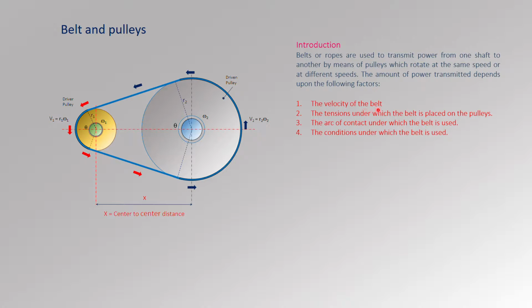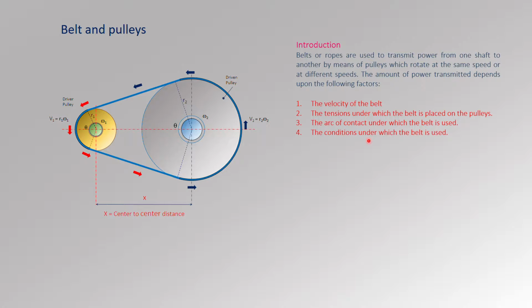1. The velocity of the belt can change the amount of power to be transmitted. 2. The tension under which the belt is placed on the pulley, so that is your T1 and T2, tight side tension and slack side tension. 3. The arc of contact, that means the angle of lap under which the belt is used. The greater the angle of contact or the greater the angle of lap, the greater will be the power transmitted by the belt and pulley system here.